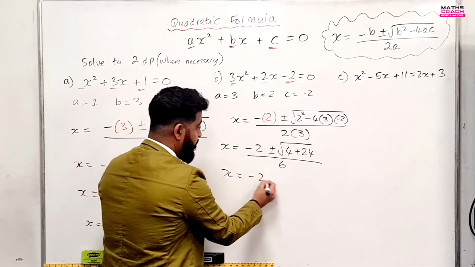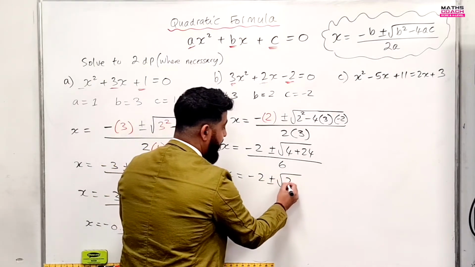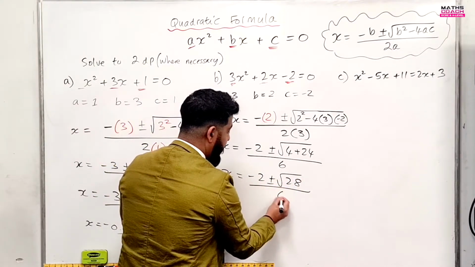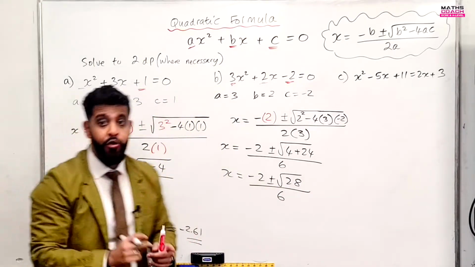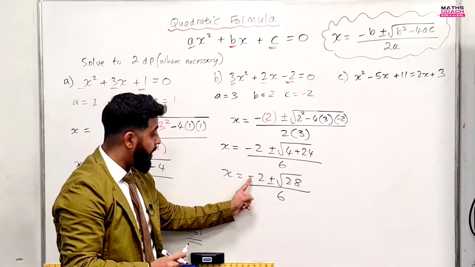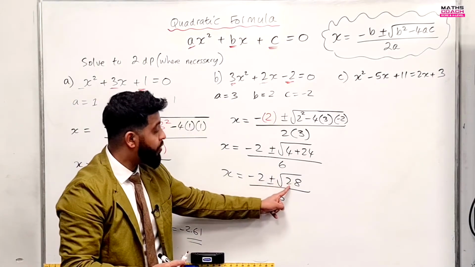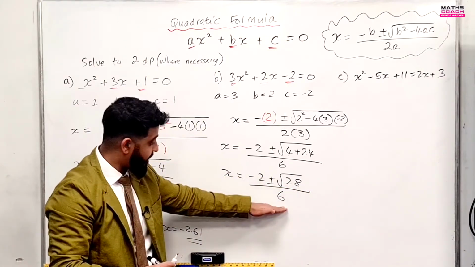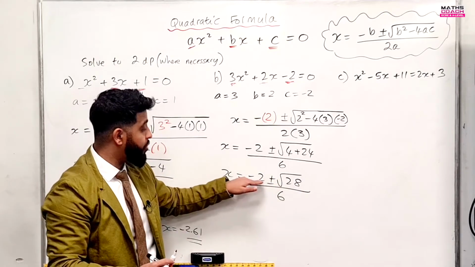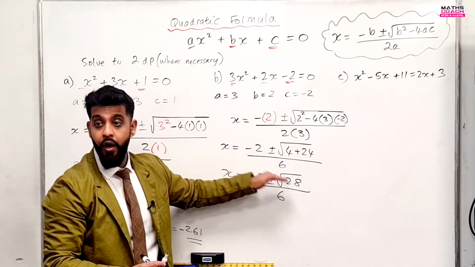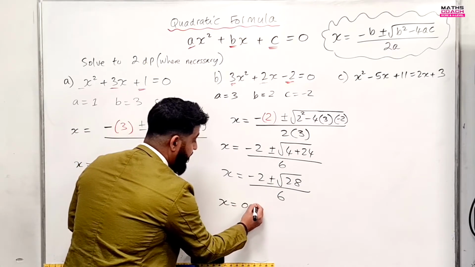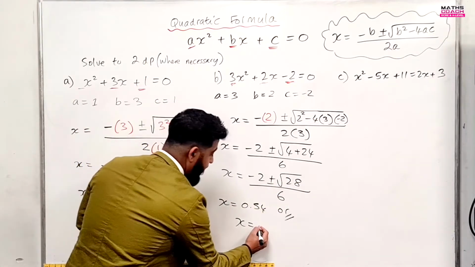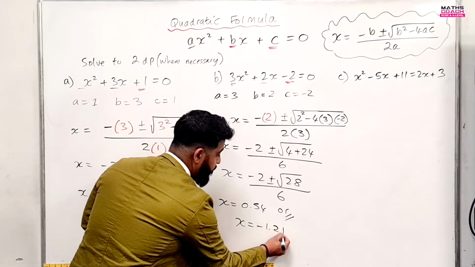So we get minus 2 plus or minus square root 28 all over 6. Just like before, get your calculators and you're going to do two different calculations. The first one, minus 2 plus root 28 all over 6. Second one, minus 2 minus root 28 all over 6. X is equal to 0.54 or x is equal to minus 1.21.